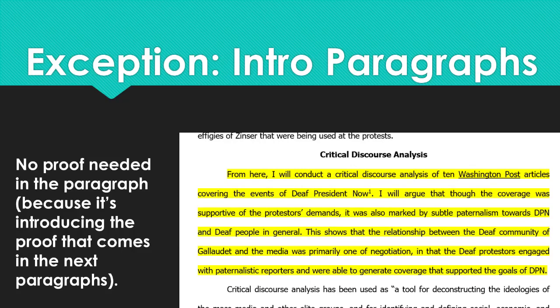So, for example, let's look again at the paragraph that introduced my critical discourse analysis section. It's on the screen here. I'm not going to read it again, but you can hit pause and look at it again if you feel you need to. The point I'm trying to make is that there's no proof in that paragraph. I haven't cited anything. It's all my own words, my own thoughts. And in this case, that's okay, because the proof is coming. I'm just introducing the section. The next 3 pages of the essay were full of the proof that I need. So this paragraph does not need the proof. Every other paragraph needs some proof somewhere in it.